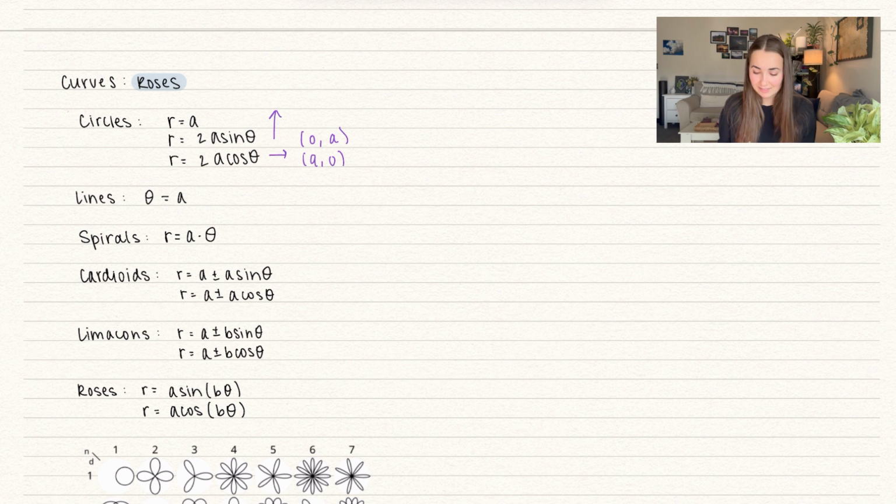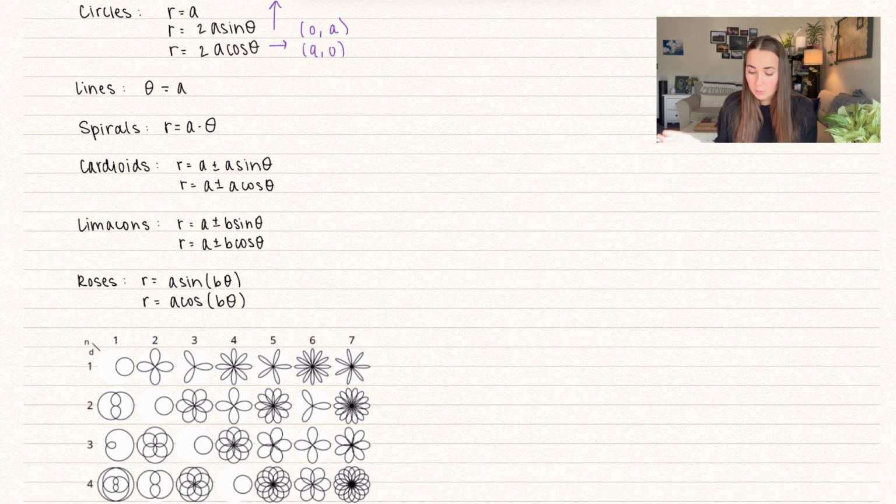We have lines, and that's going to be of the form theta is equal to some value a. Spirals are going to be r is equal to a times theta. We have cardioids, so that's r is equal to a plus or minus a sine theta or cosine of theta. And cardioids are actually a very specific case of limaçons. Limaçons are a plus or minus b sine theta, so that's when a and b are different, and there are different cases for when a is greater than b, a is less than b, and all those different things.